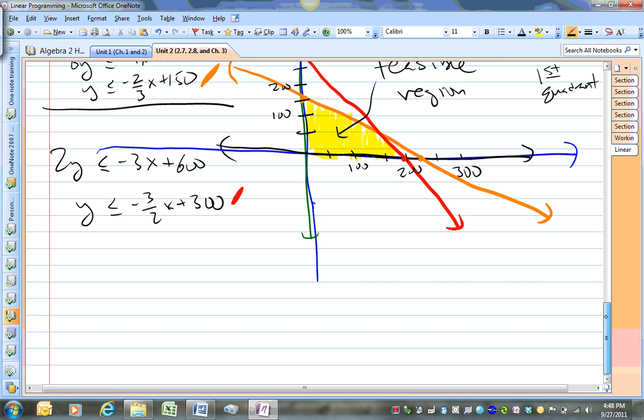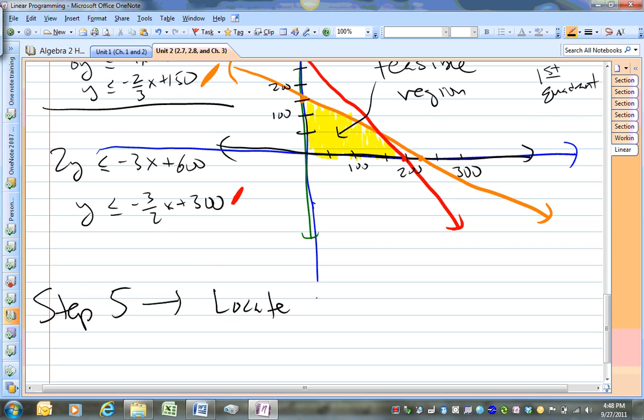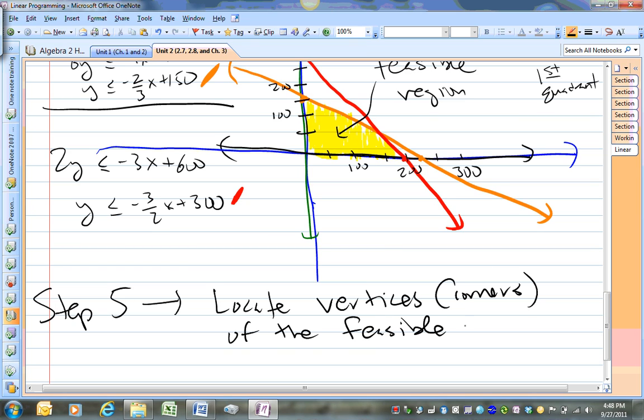So for step 5, because you have to find, obviously, the max, which one gives the maximum profit. Step 5 is locate the vertices. Vertices are the corners of the feasible region. Those are the boundaries, and the boundaries is when you have extreme values.